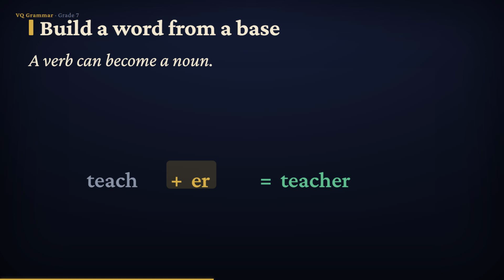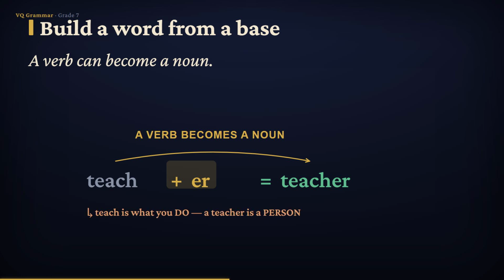Let's build a word together and label exactly what changes. Start with teach, which is a verb, an action you do. Now add the suffix er to the end. You get teacher. Teach is something you do, but a teacher is a person, a someone. So the suffix er quietly carried the word across from a verb to a noun. This is the move to practice. Pick a base word, add an affix, and then ask yourself what changed, the meaning or the part of speech.